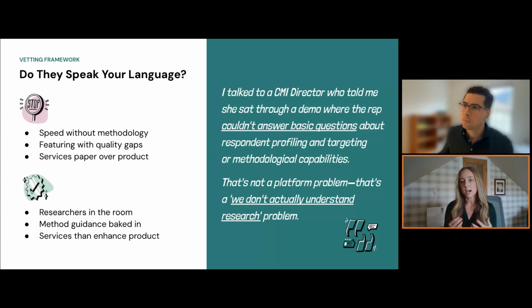Another red flag is missing features and things that as researchers we would expect to be able to do, because those are table stakes. The worst is when you get in there to try it and you expect to be able to do something really basic and you can't. And so those things tend to emerge, and they all fall under that umbrella of, do they speak your language? So to me, green flags are, this is being built and led by people who understand my world, who understand insights and research and analytics, and who are baking in methodological guidance and service along the way.